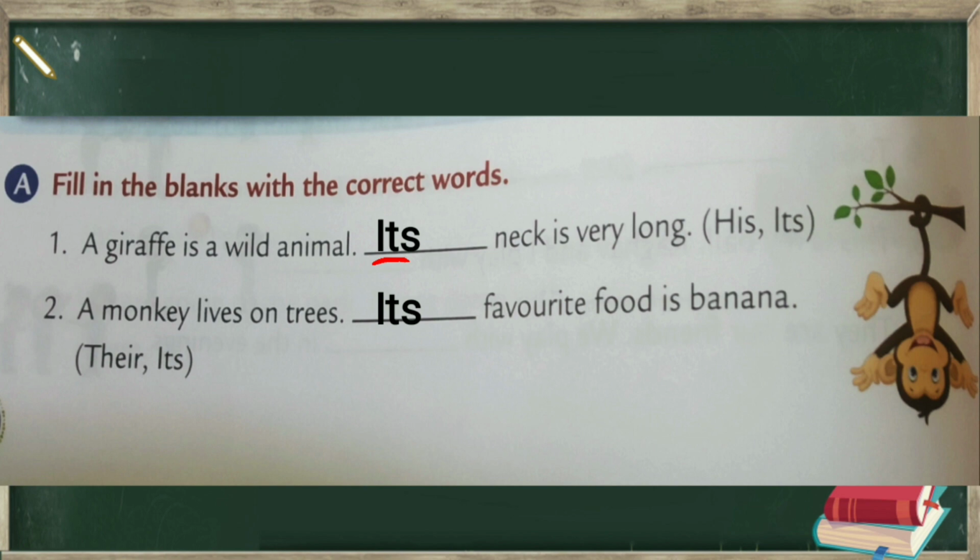Second one. A monkey lives on trees. Dash favorite food is banana. Here we are using the word monkey. Monkey is an animal. So for an animal, which word do we use? Its. So its favorite food is banana. A monkey lives on trees. Its favorite food is banana. Write neatly, children.